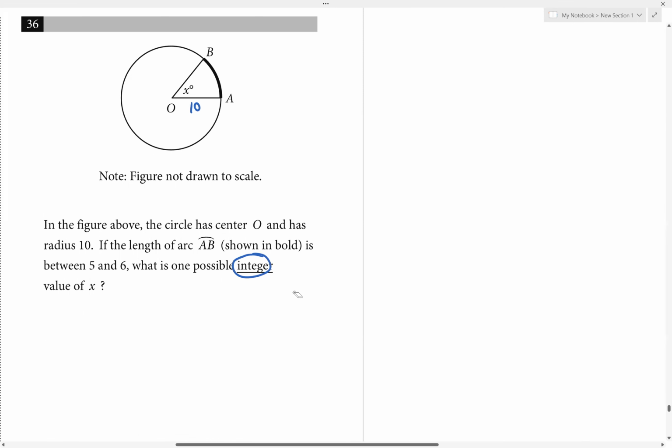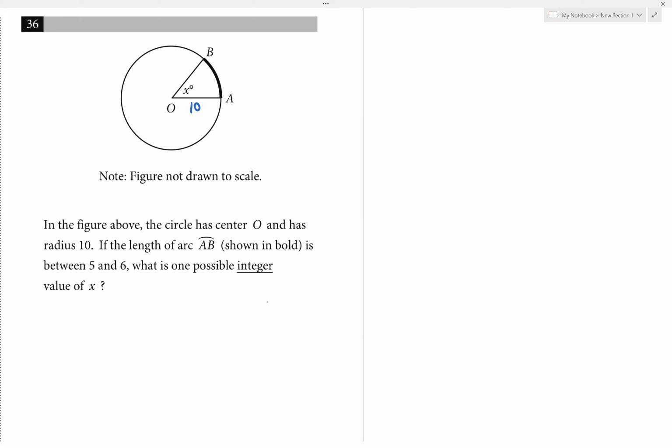So what's an integer? Well, an integer is a whole number. Pretty much, in this question it could be a positive or negative whole number, but x as an angle measure won't be negative. So pretty much I had to round it to the nearest whole number for our answer. What we have here is we're talking about arc length.